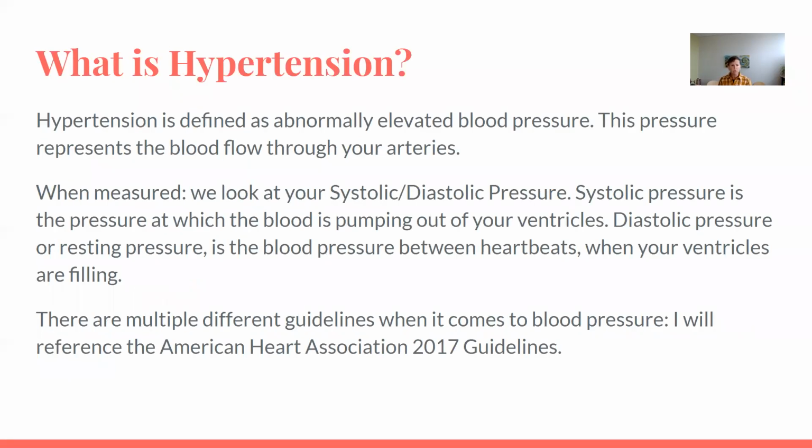So, what is hypertension? Hypertension is defined as abnormally elevated blood pressure. So the pressure represents the blood flow through your arteries. When we measure it, you get two numbers. So we look at your systolic, that's the top number, and your diastolic pressure. The systolic pressure is the pressure at which that blood is pumping basically out of your ventricle. So, and for the most part, out of your left ventricle into your aorta.